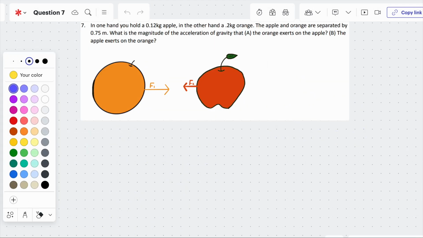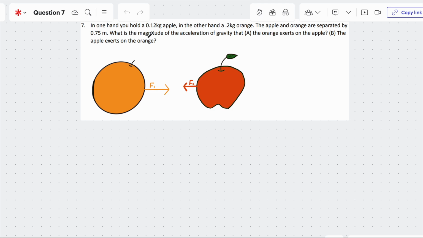All right. Just get my marker set up. So in one hand you hold a 0.12 kilogram apple. In the other hand you hold a 0.2 kilogram orange. The apple and orange are separated by 0.75 meters. What is the magnitude of the acceleration of gravity that the orange exerts on the apple and the apple exerts on the orange? So for this, let's start with part A.